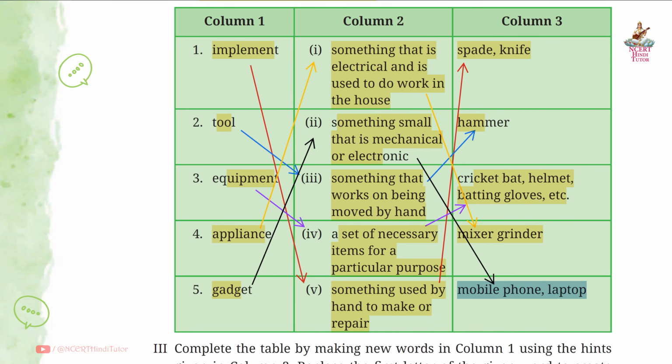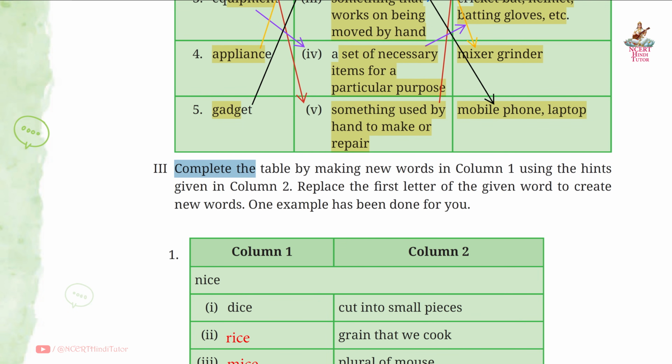Example, mobile phone, laptop. Third, complete the table by making new words in column 1 using the hints given in column 2.